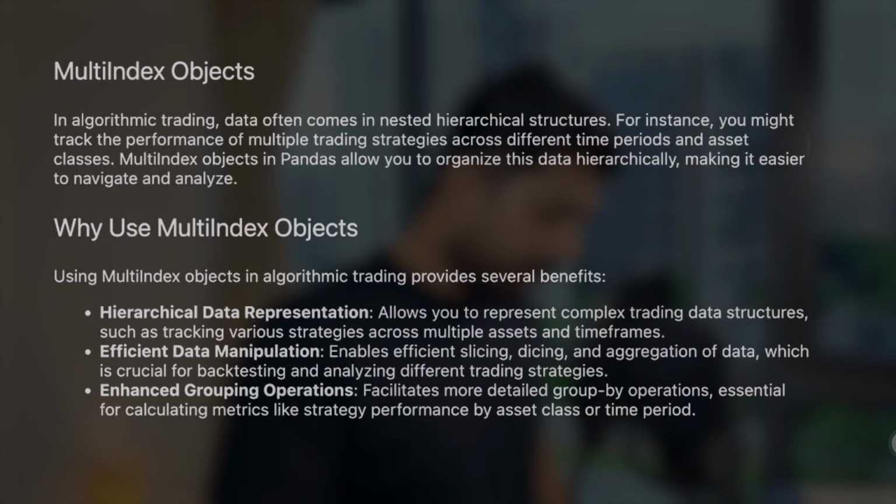Okay, so now let's understand the multi-index object. Let's see some theoretical part, and then we'll proceed for the coding part. So in algorithmic trading, data often comes in nested hierarchical structures. For instance, you might track the performance of multiple trading strategies across different time periods and asset classes. Multi-index objects in Pandas allow you to organize this data hierarchically, making it easier to navigate and analyze.